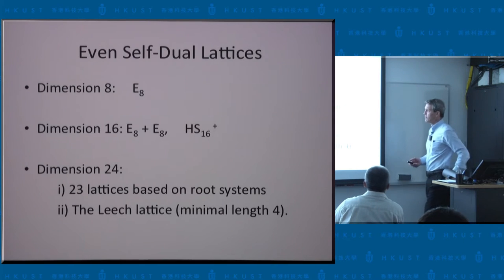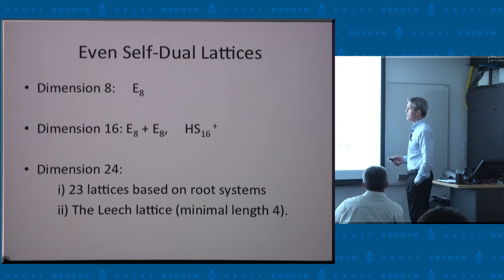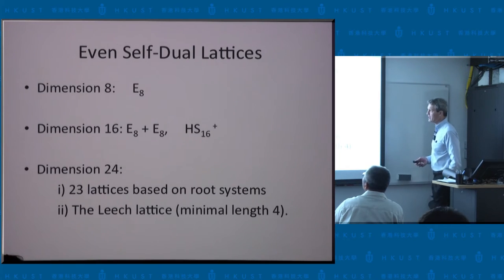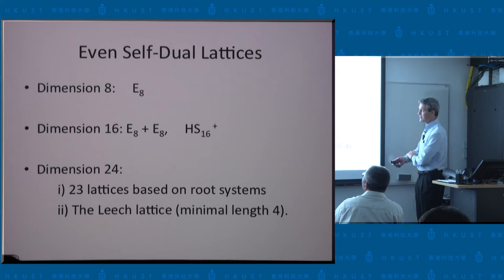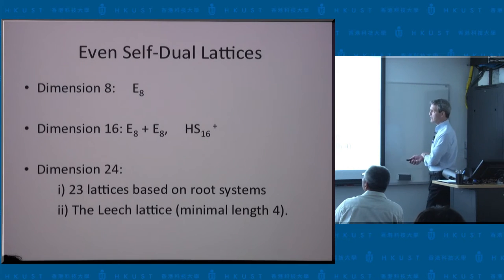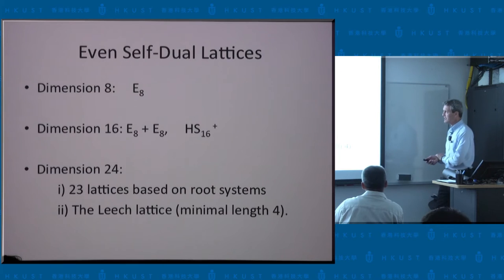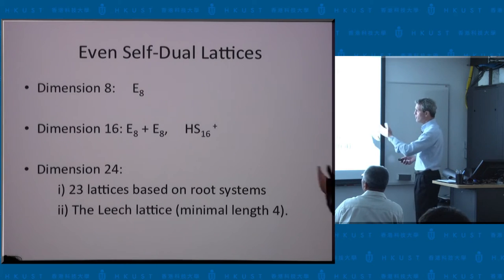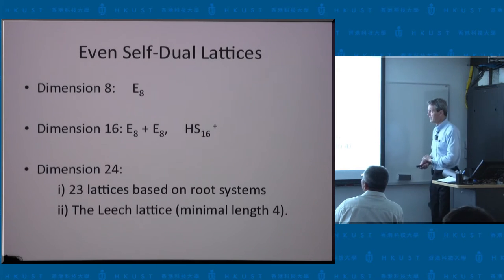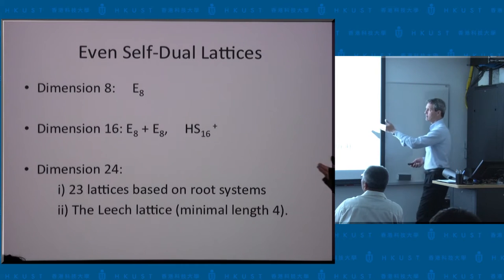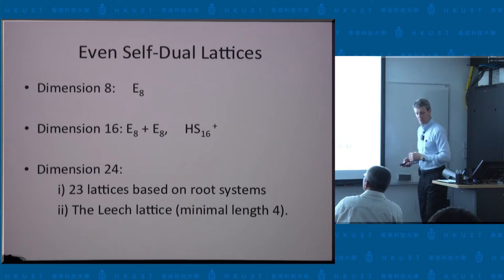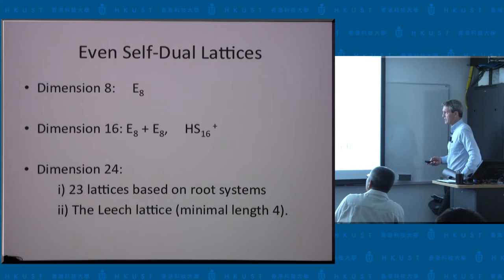They've been investigated quite a bit, and they're pretty rare. It turns out that the first one occurs in dimension 8, and it's called E8, and it is indeed the lattice related to the Lie group E8. It's the root lattice for E8. In dimension 16, there are only two. One is you just take two copies of E8, and the other one is not too hard to construct, but I won't describe it. It's not too different from that.